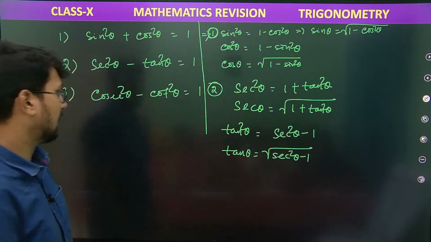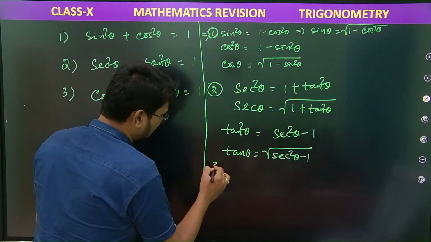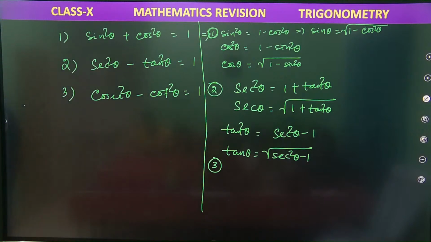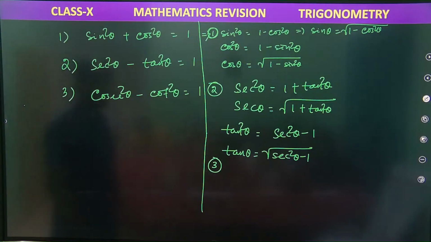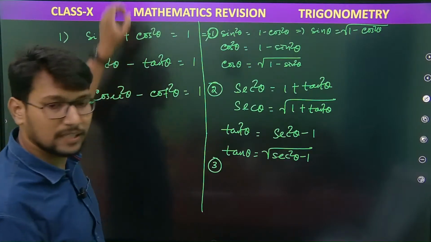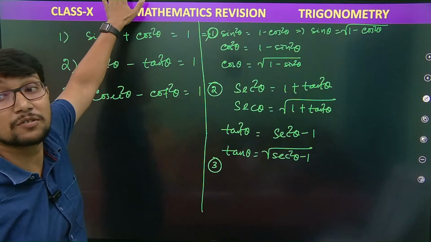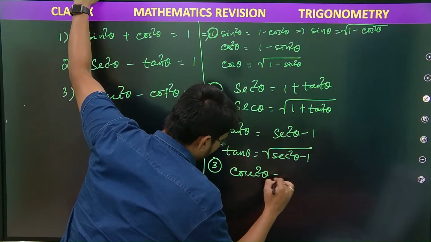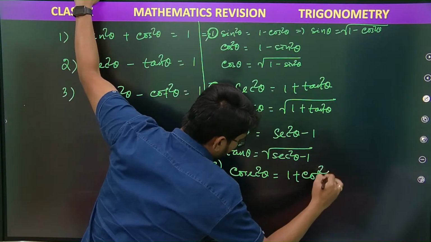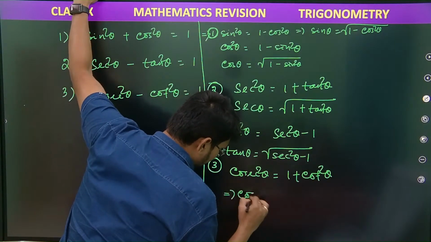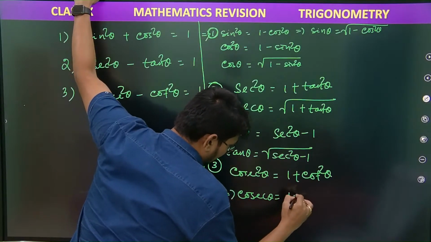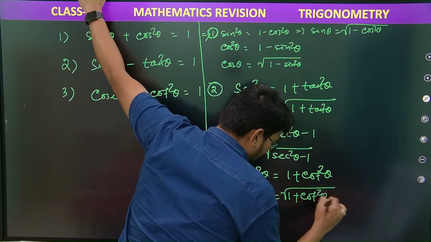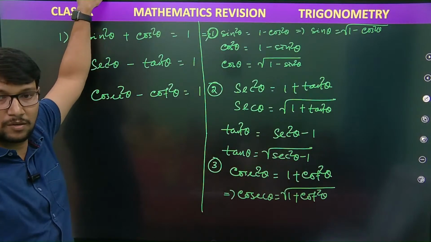Clear, everyone? Next, from the last identity, which one will we get? Cosec square theta. What is the cosec square theta value? 1 plus cot square theta. What is cosec theta then? This implies cosec theta is the square root of 1 plus cot square theta. Is that clear, everyone? Done.